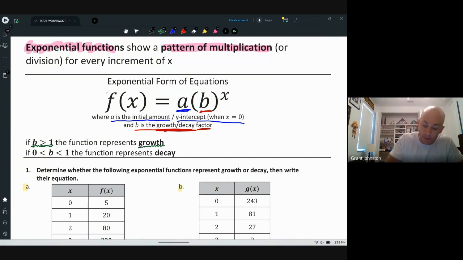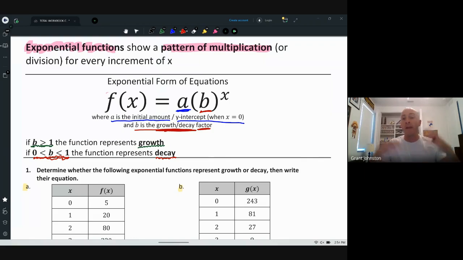But if b is less than 1 and greater than 0, we're going to stick to the positive values for b. If b is between 0 and 1, it's going to show decay. And that makes sense as well, right? Because if you're less than 1, let's say like a half, if you keep multiplying by a half, it's going to get smaller. Like 100 times a half is 50, and 50 times a half is 25. And 25 times a half is 12.5. It just gets smaller and smaller and smaller.